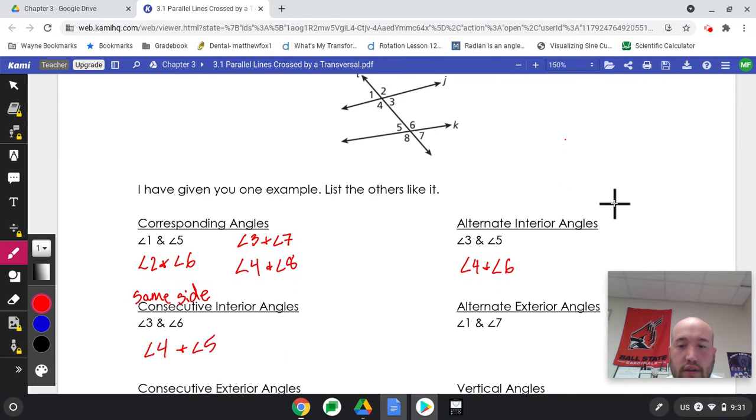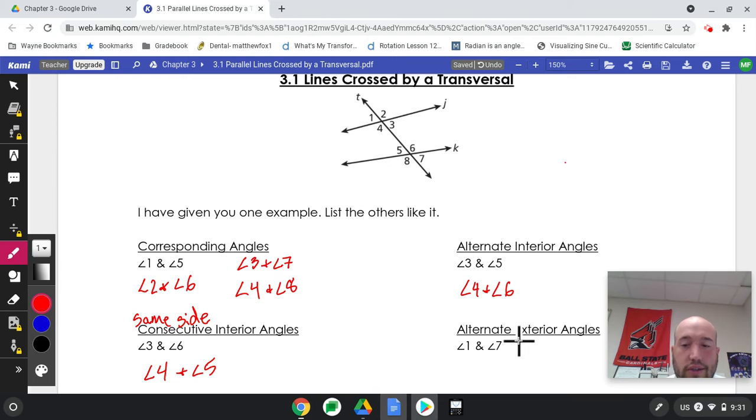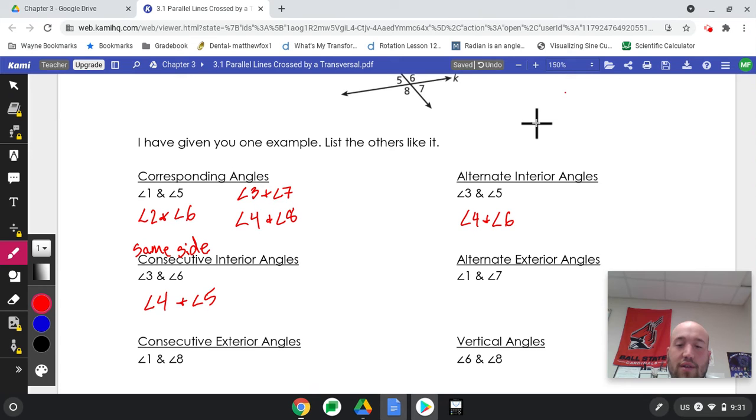All right, so as we look at the next one, alternate exterior angles. Exterior we know is like on the outside, so outside those lines. Alternate means one on each side. So like 1 and 7, and 2 and 8 would be the other example.